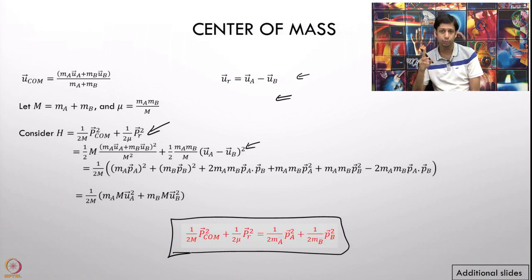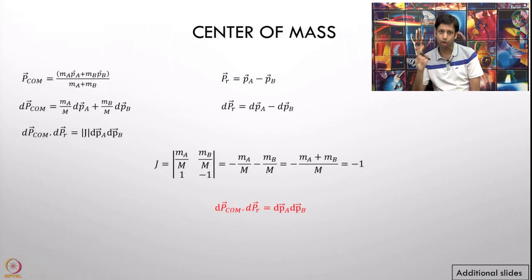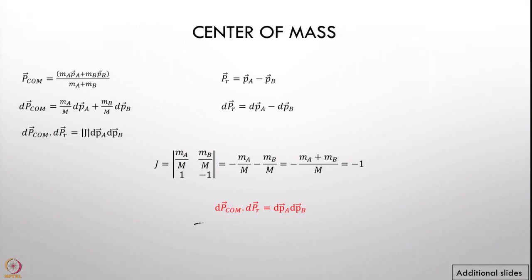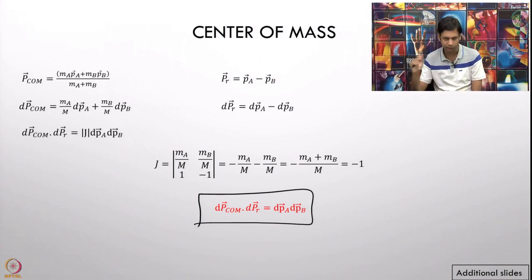Another point which is going to become important is that the volume element also remains the same. So, you can also show that dP_A dP_B equals dP_R dP_COM. Again, the proof is not part of the syllabus, but I have provided it as an additional slide for those who are interested. The proof is very simple. You essentially find the Jacobian of the derivative matrix, some technical language. If you do not know it, you can look it up. And once you know this language, it is very easy.